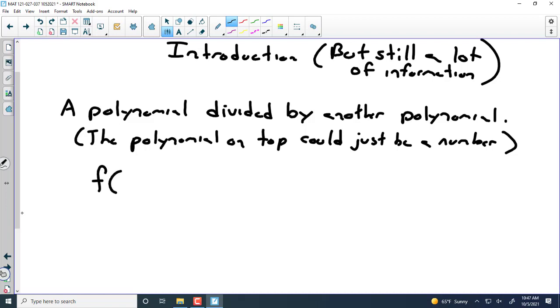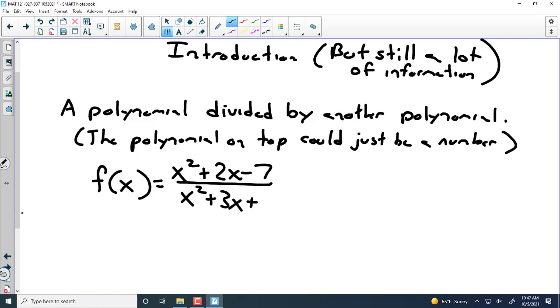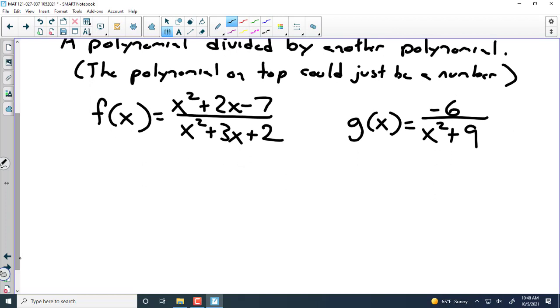For instance, that's a rational function. Polynomial on top, polynomial on the bottom. That's a rational function. Polynomial on top, polynomial on the bottom, because we do say that the polynomial on top is allowed to just be a number. But these will be polynomials on top and polynomials on the bottom.